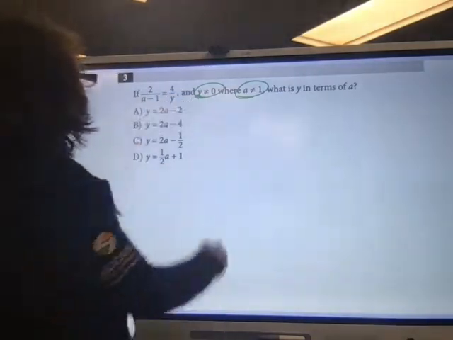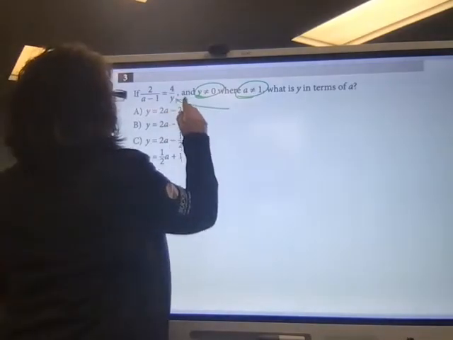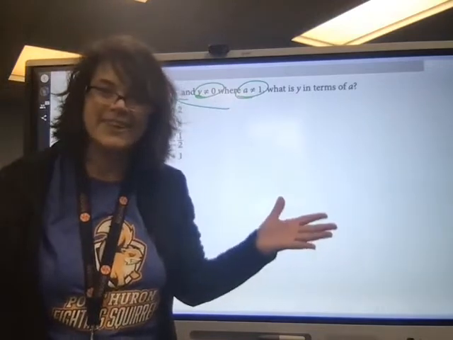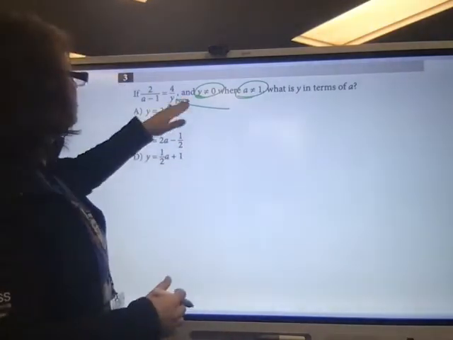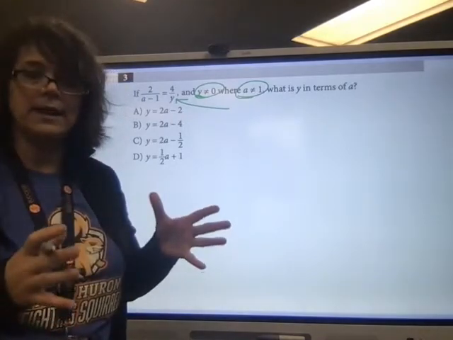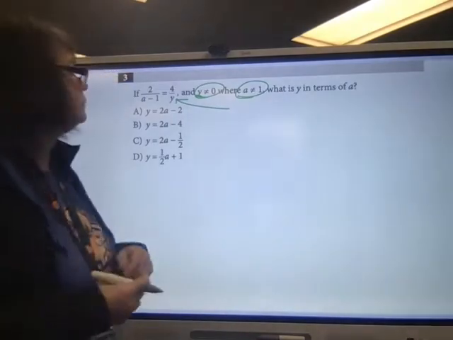So we cannot have y equal 0 because remember, if 0 is in the denominator, the universe blows up. And we can't have that, right? So we can't have 0 in the denominator. So y cannot be 0. That answer is not valid if we get that.